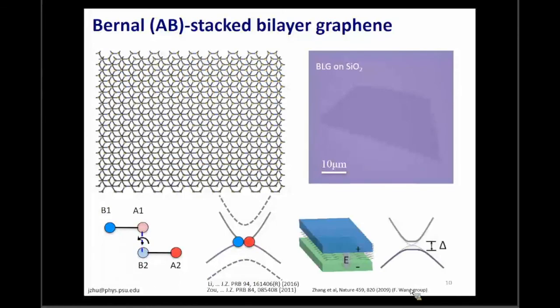If you break that symmetry by, say, applying an electric field, you give A2 and B1 different on-site potentials, you create a band gap. Exactly the same way that moly disulfide has a band gap. It's due to inversion symmetry breaking, right?